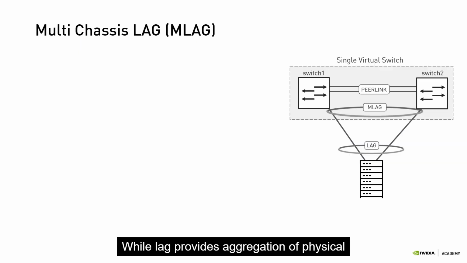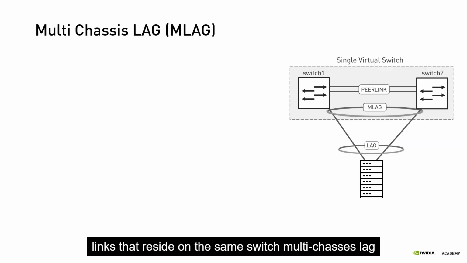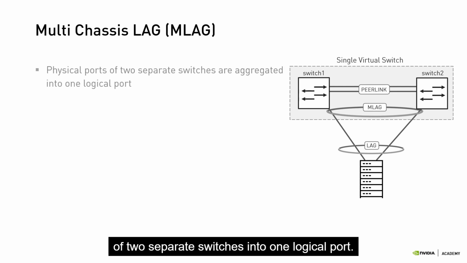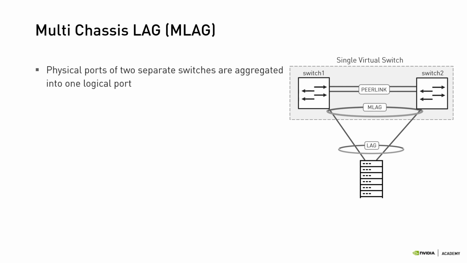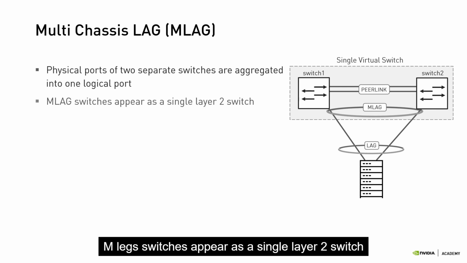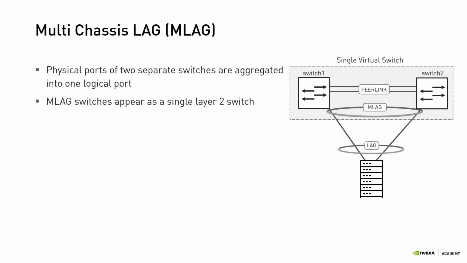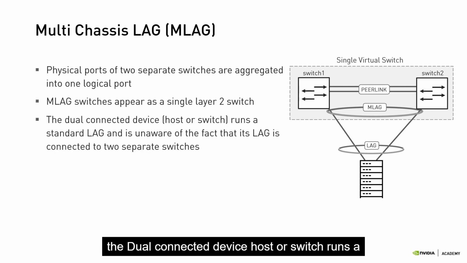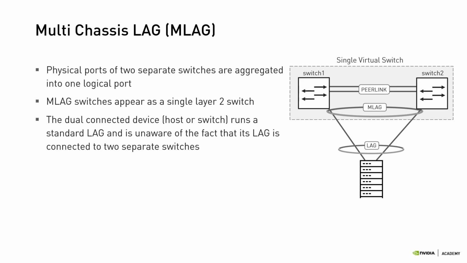While LAG provides aggregation of physical links that reside on the same switch, multi-chassis LAG, or MLAG, allows for the aggregation of the physical ports of two separate switches into one logical port. MLAG switches appear as a single Layer 2 switch. The dual connected device, host or switch, runs a standard LAG and is unaware of the fact that its LAG is connected to two separate switches.